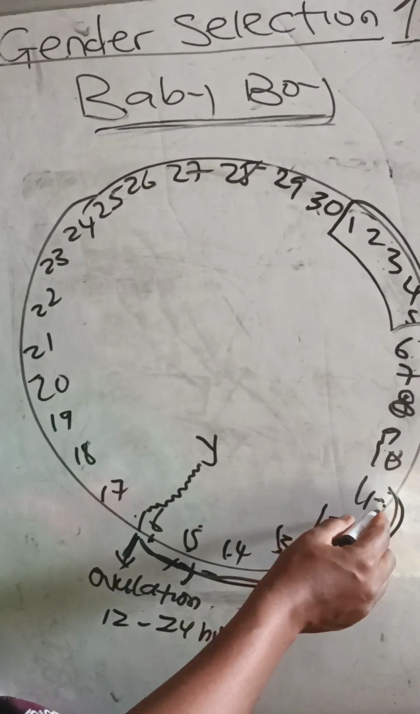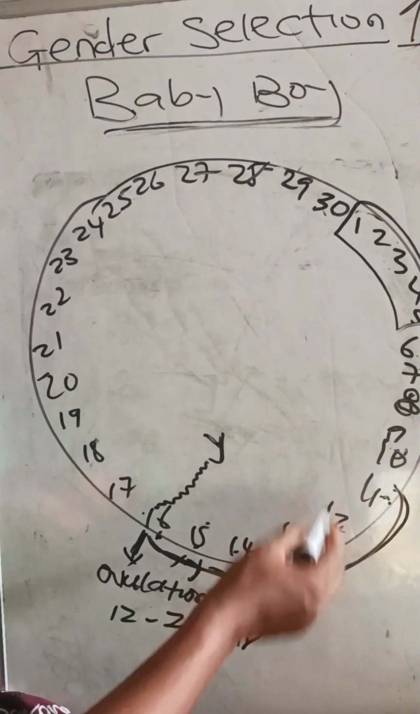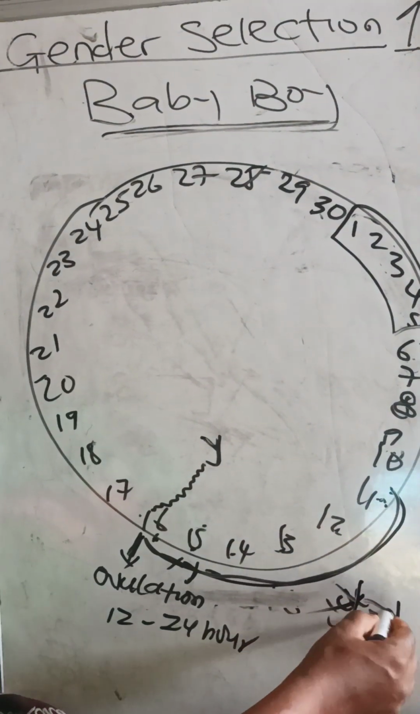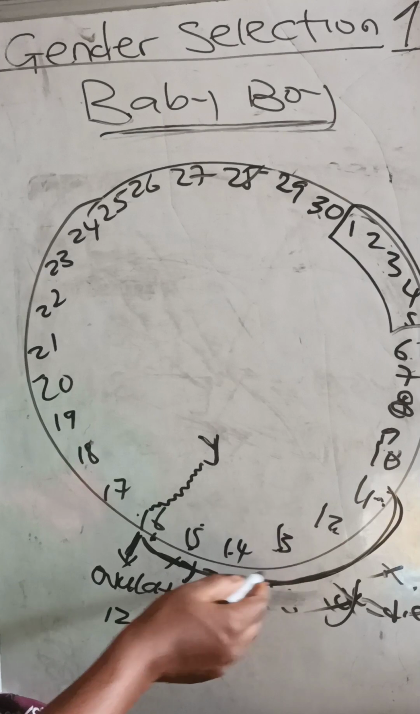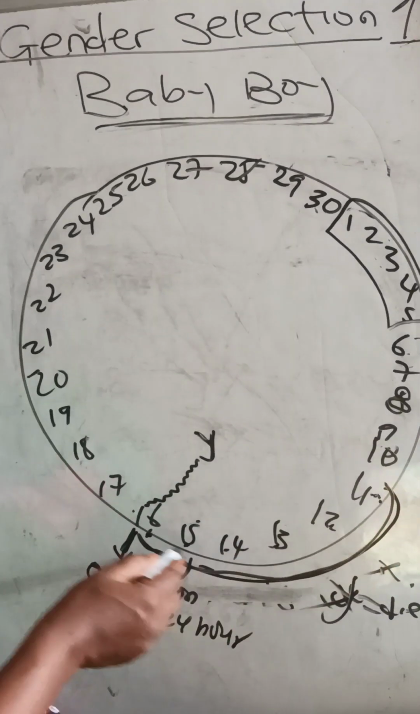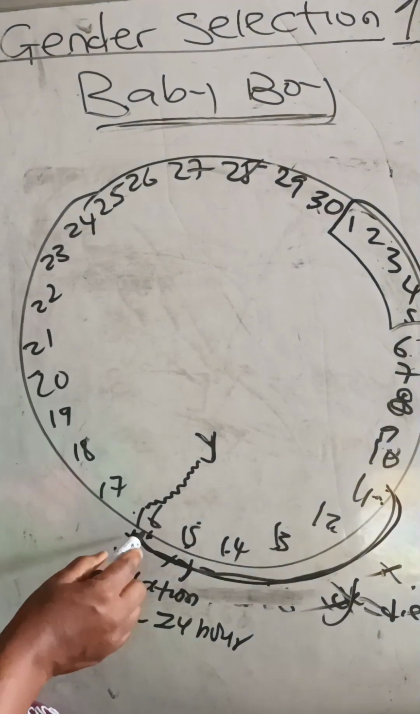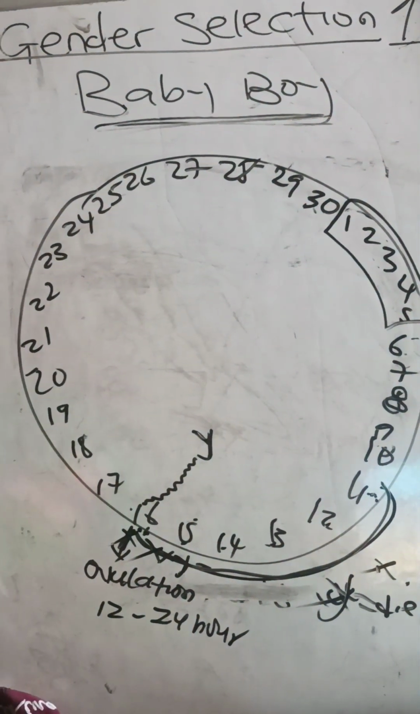So if the egg should come out, because the Y sperm cell cannot survive for a long time, which means they have died off, leaving only what? The X sperm cell. And once this X sperm cell continues to swim around till the 14th day and meets the egg, it is giving us what? XX, which is the baby girl.